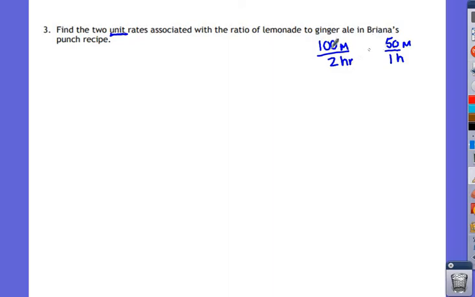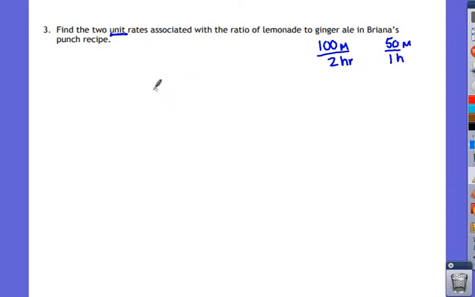I don't always have to write my 2 different fractions. I can look at this first one here and see it's a math problem, because fraction bars are just division bars. 100 divided by 2 is 50. So I have 50 miles per hour.